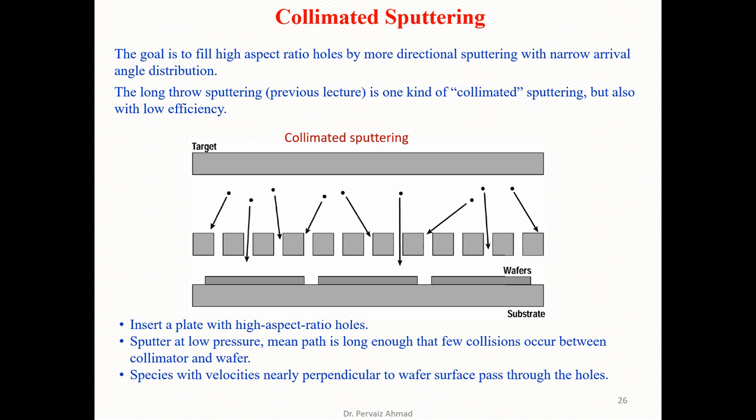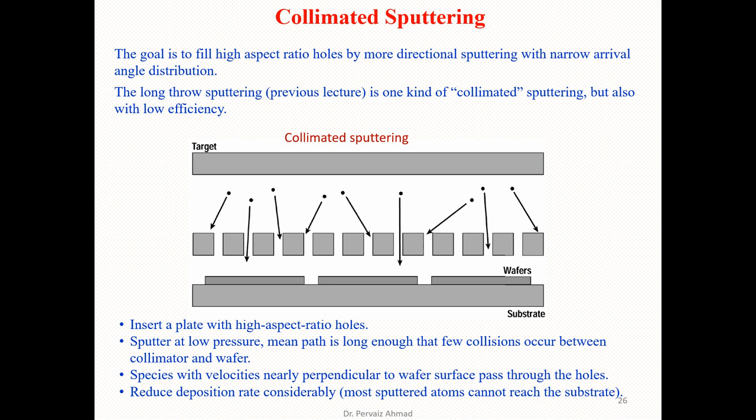Species with velocities nearly perpendicular to the wafer surface pass through the holes, as you can observe here. Only those with velocities near perpendicular reach and pass through the holes. If the angle is not 90 degrees, not perpendicular, they will strike the collimators and might not reach the wafer for deposition. So this technique reduces the deposition rate considerably.